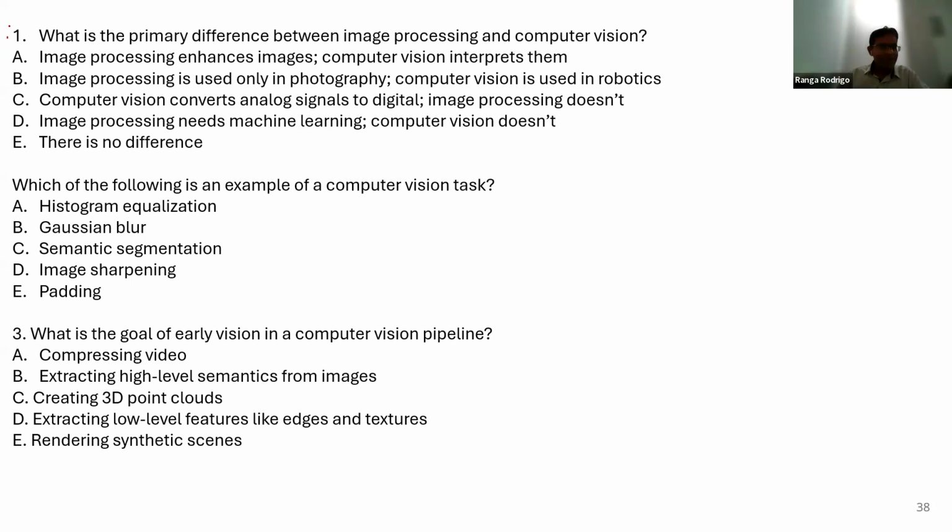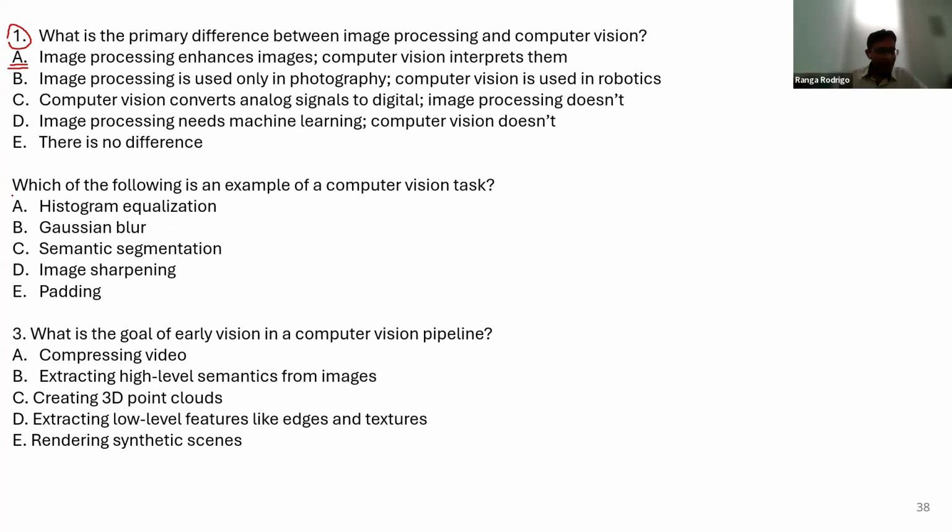Question number 1. What is the primary difference between image processing and computer vision? Image processing enhances images, computer vision interprets them. Image processing is used only in photography, computer vision is used in robotics. Computer vision converts analog signals to digital, image processing doesn't. Image processing needs machine learning, computer vision doesn't. There is no difference. So the first answer is the correct one, right? Remember, image processing enhances images. Input is an image, output is an image. Computer vision interprets them with a decision. That's the answer to that question.